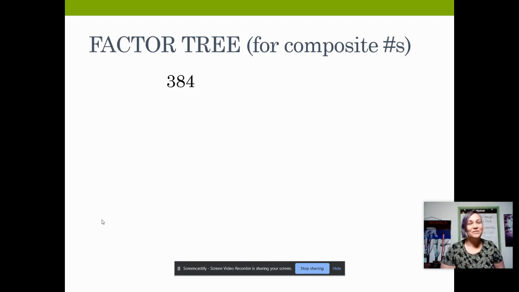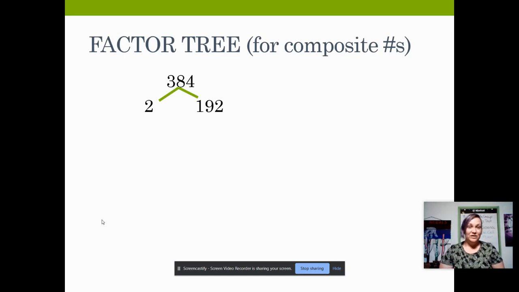To find that list, we're going to do something called a factor tree. For a factor tree, you're going to take the original number and you're going to split it into its first set of factors. So a number times another number that equals 384. For me personally, I like to just always start by dividing by the number 2 if I can. So I'm going to divide this by 2 and I get 2 and 192.